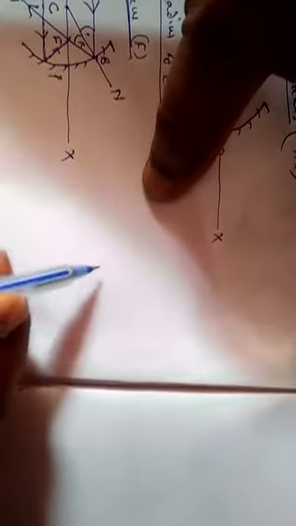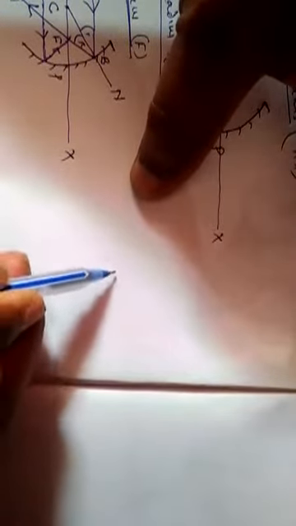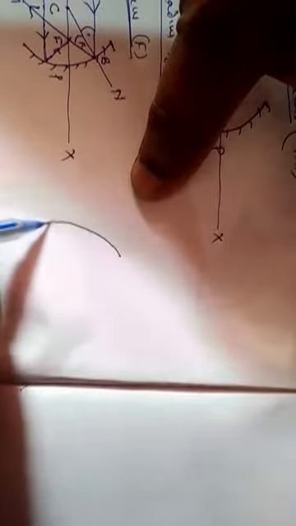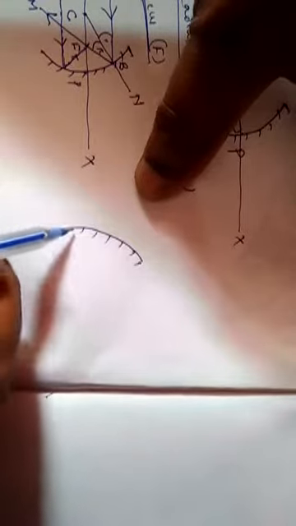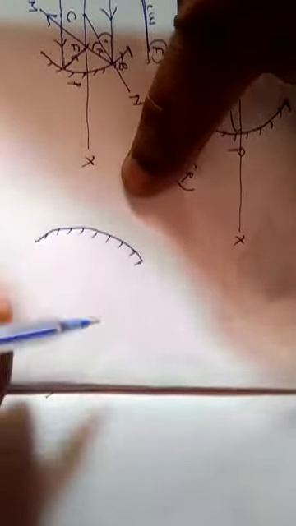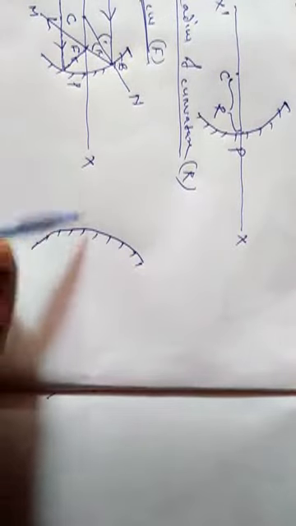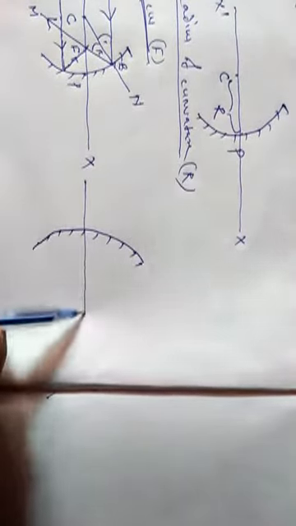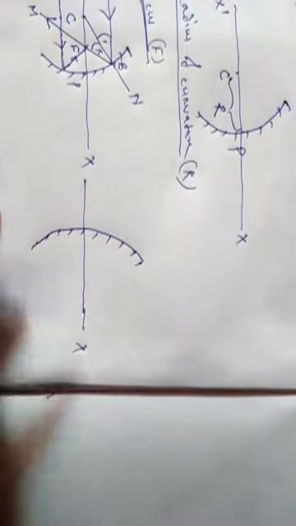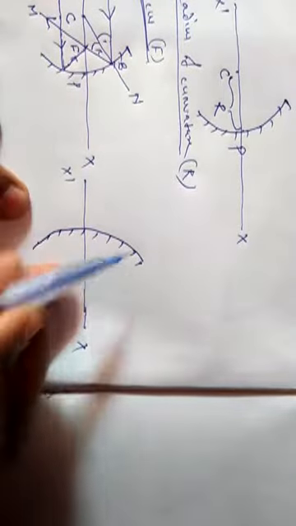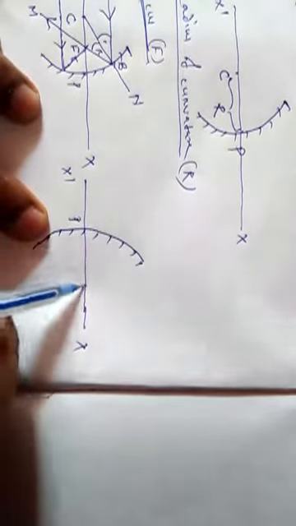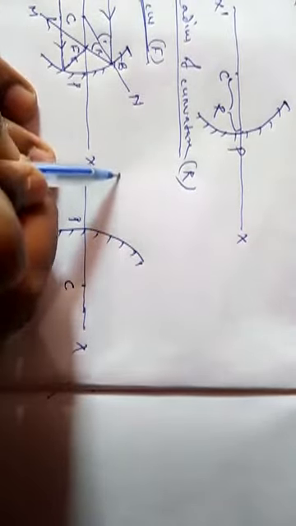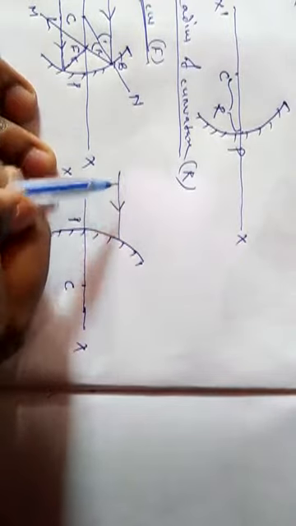Similarly for convex mirror, this convex mirror, principal axis x axis. Let you take a light ray parallel to principal axis. This light ray is parallel to principal axis AB.